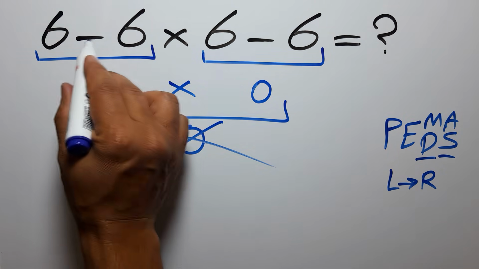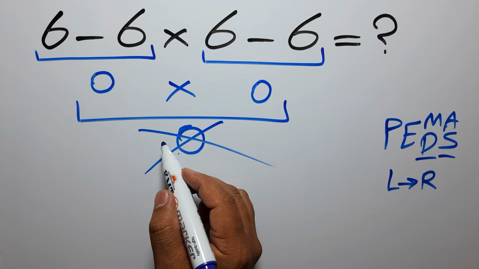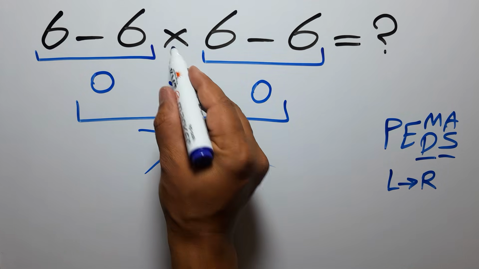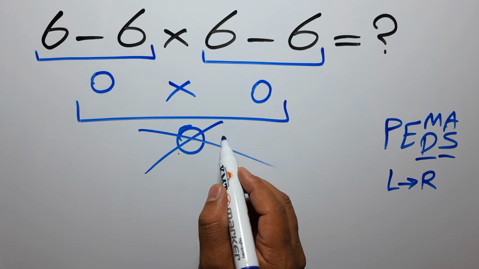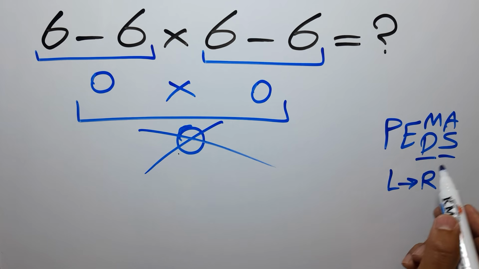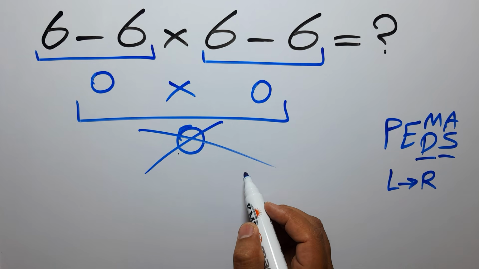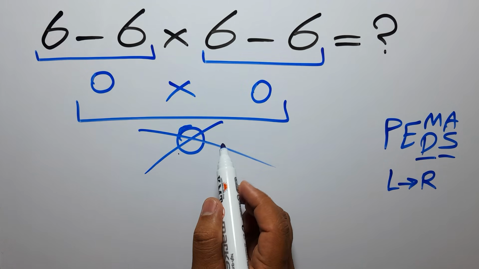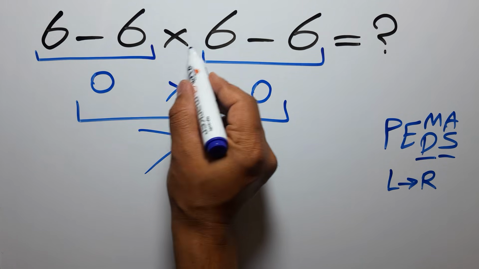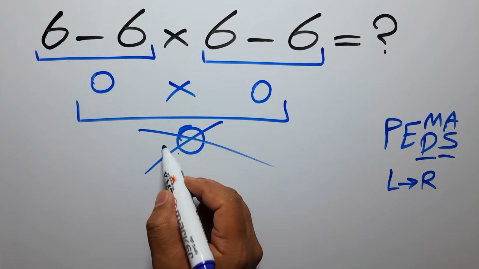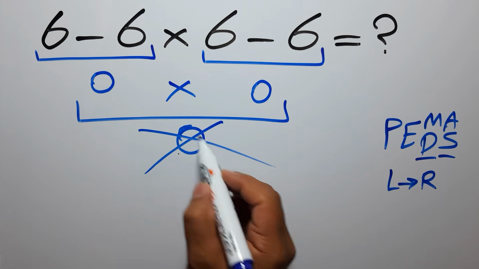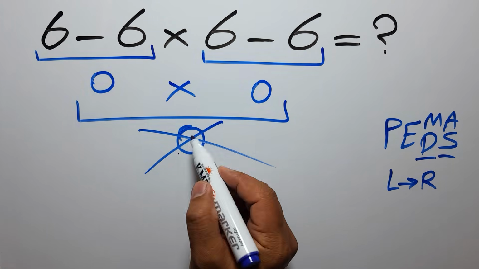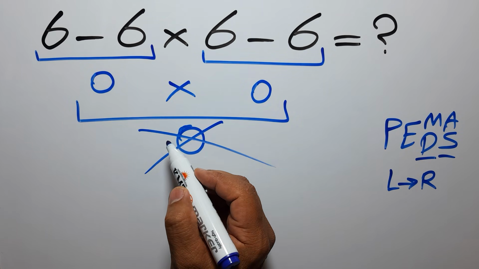In this expression we have two subtractions and one multiplication. According to PEMDAS, multiplication has higher priority than subtraction because multiplication comes before subtraction. And when we have more than one subtraction in an expression, we have to work from left to right. So therefore, first we have to do this multiplication, then this subtraction, and finally this subtraction. If we do this subtraction or this subtraction before this multiplication, it is wrong.